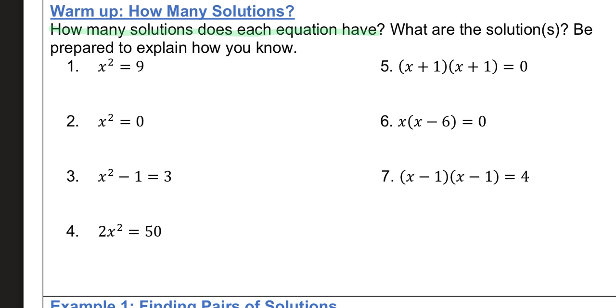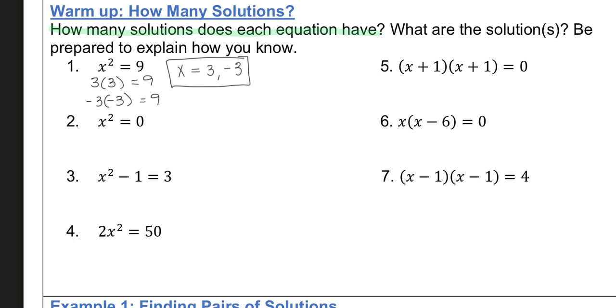So we could have 3 times 3 to give me 9, or we could also have negative 3 times negative 3 to give me 9. So that means my answers here would be x equals 3 and negative 3. So I would have both of those numbers as solutions.